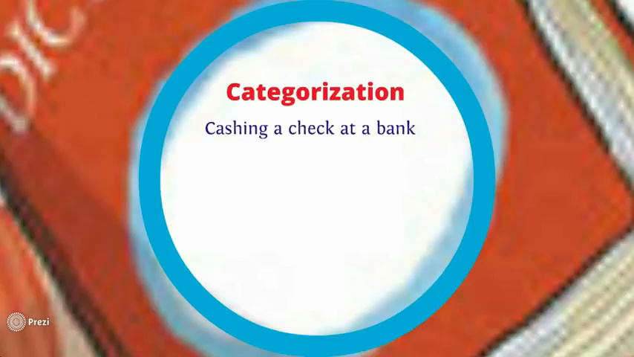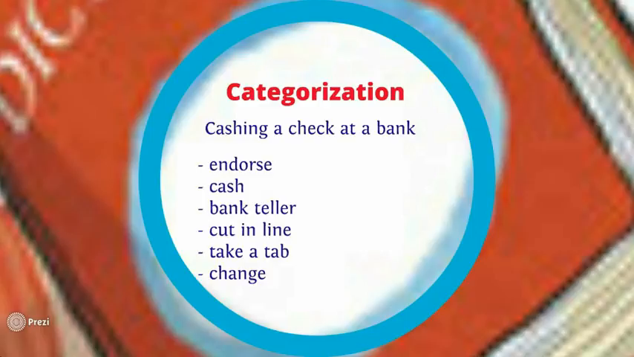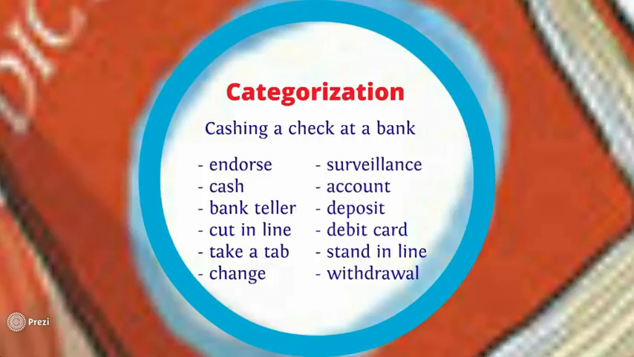Categorizations are related to words that are connected to one specific thematic unit. Consider, for example, cashing a check at a bank. Words such as endorse, cash, bank teller, cutting line, take a tap, and change are part of this categorization. But there are more words, of course. How about if you consider words such as surveillance, account, deposit, debit card, stand in line, and withdrawal? All of these things belong to this specific vocabulary categorization or thematic unit.